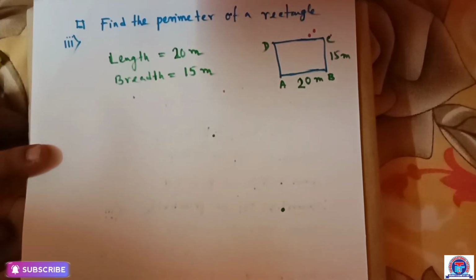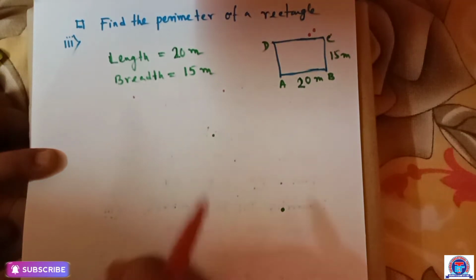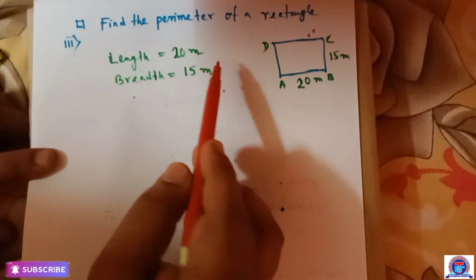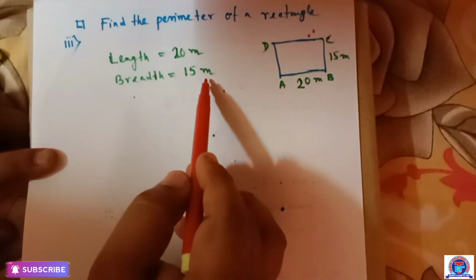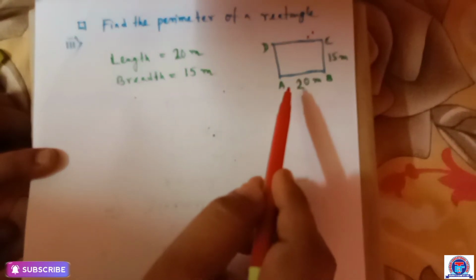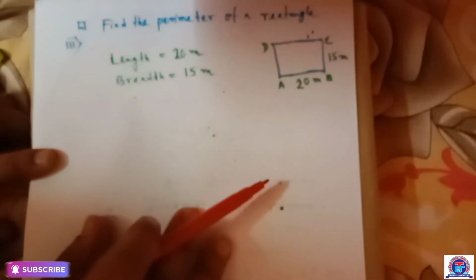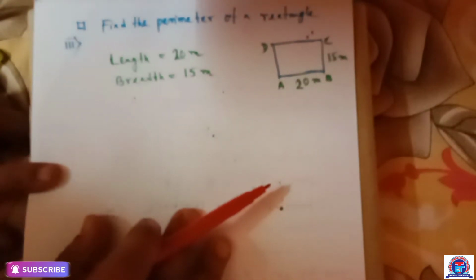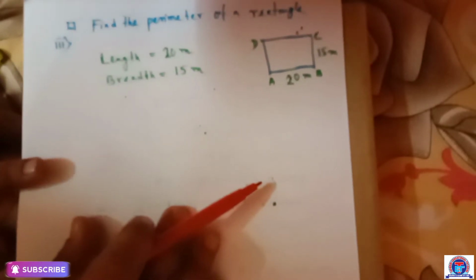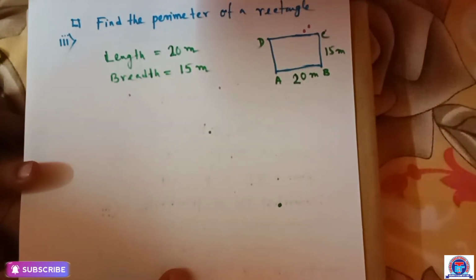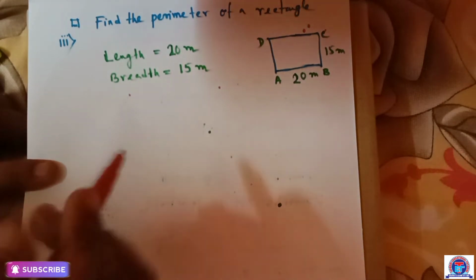Dear student, here I bring another mathematical problem. Find the perimeter of a rectangle. Here the given length is 20 meter and breadth is 15 meter. So in this figure ABCD is a rectangle, right? And in this figure you find the perimeter of this rectangle.